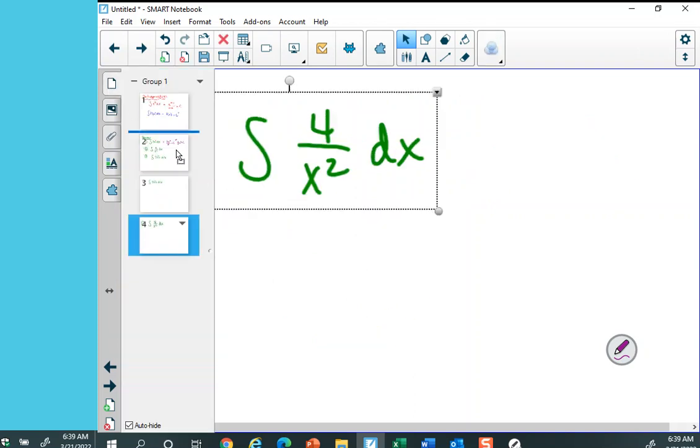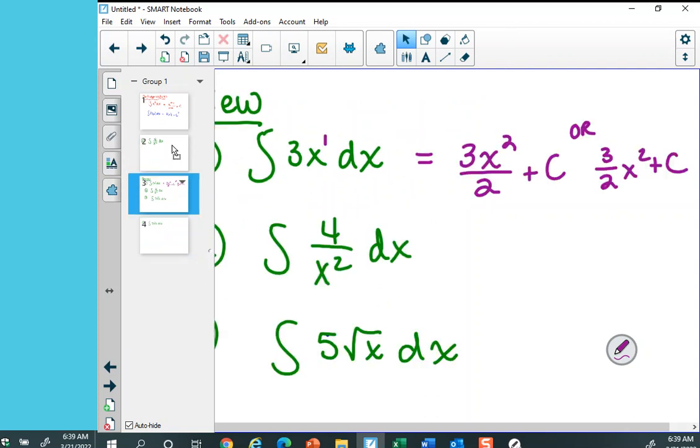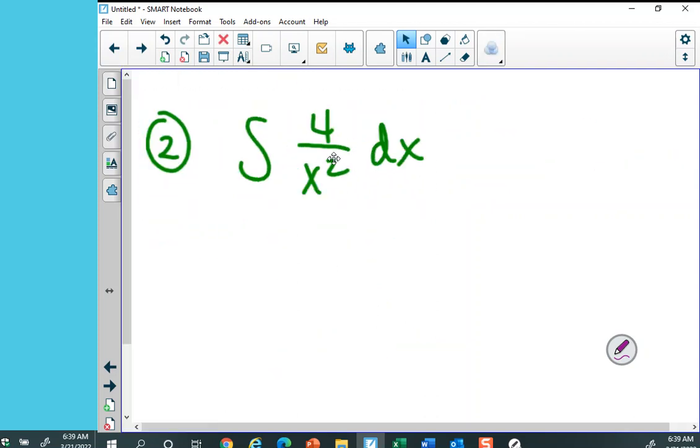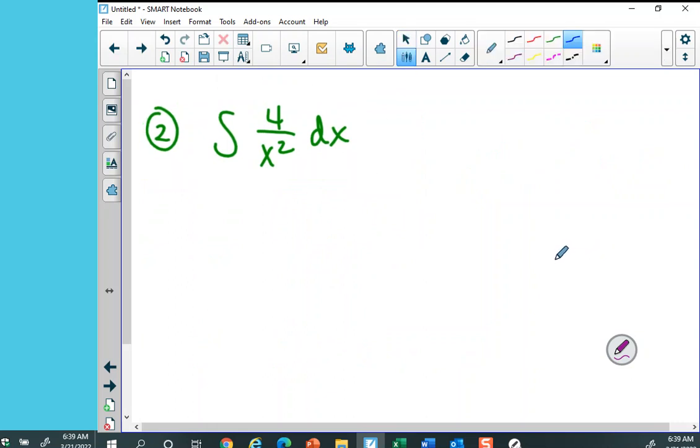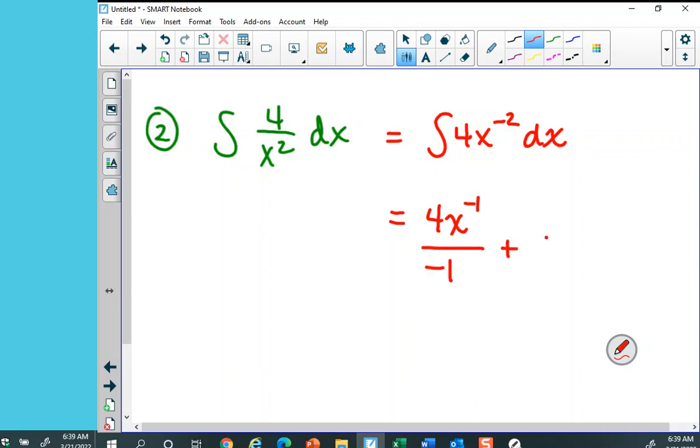Okay, here's number 2. The key to number 2 is you have to rewrite it. Quotients like this, no good. No bueno. 4x to the negative 2 dx is the key. Exponents in the denominator, you need to write as negative exponents. And then, antiderivative magic. Remember, when you add 1 to negative 2, it becomes negative 1. So that's one answer.